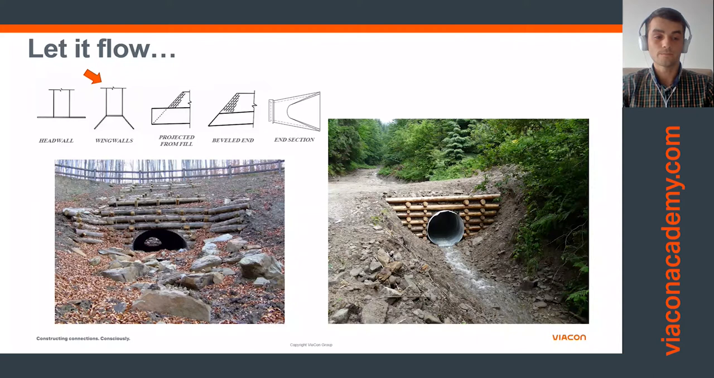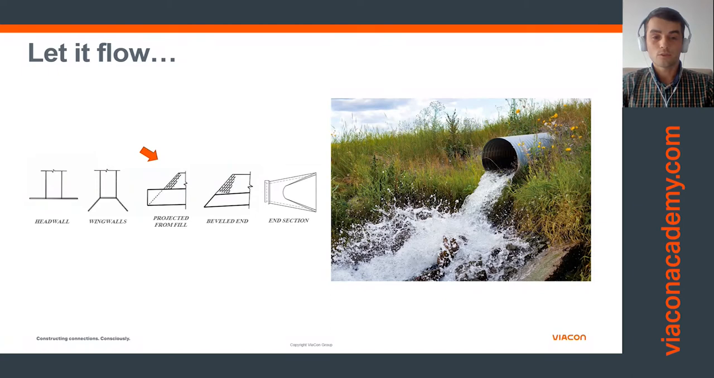Here you can see the so-called projected from fill ending type, which is a frequent solution in forestry road crossings, especially in some countries. Regarding the aesthetical perception, this is not the best way for culvert arrangement, as the steel pipe is too visible and does not blend into the background.